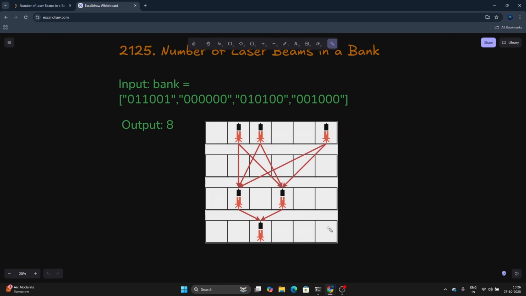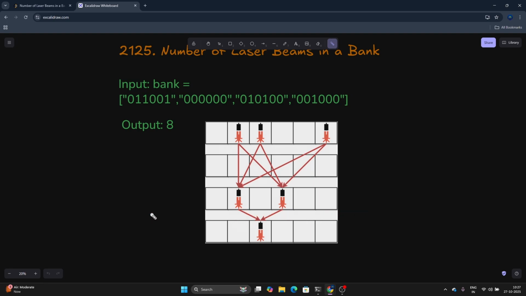So the simple thing to understand here is we have many security devices in different rows. We have to find how many laser beams there are in total. And how do we find any laser beam? If we have a security device in any row, let us say row number I, and we have some other security device in any other row, let us say row number J, then those security devices will have a laser beam between them if there is no security device between them.